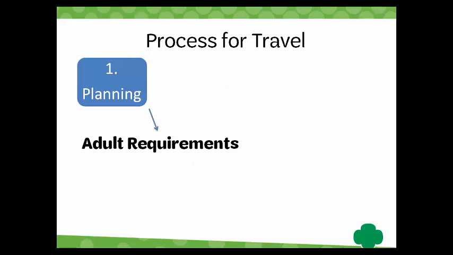All right, so we're on the planning phase of our process for travel. We talked about making sure the trip is girl-led, making sure that it's purposeful and clear. The next big part of the planning phase is the adult requirements. So we'll spend some time on that. The first thing is to make sure that our troop leaders have taken the required training, which is this one we're doing here, the 301. You need to have your troop leaders all take this. It is a requirement for the troop.